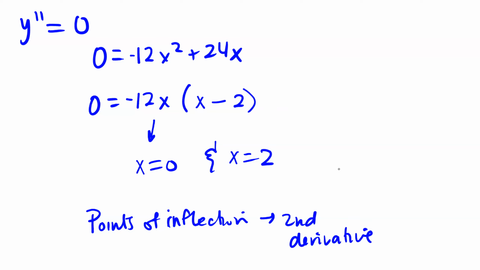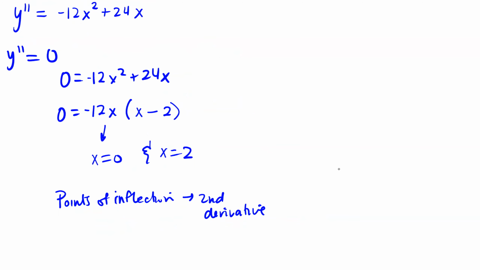So, just like how we did the first derivative test, we have to have a number line. The two places where I'm interested are 0 and 2, because the places where the second derivative is 0 are where we switch from being concave up to concave down, or down to up.